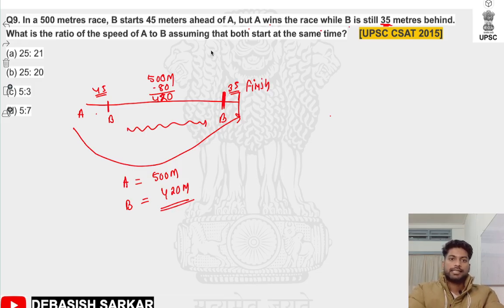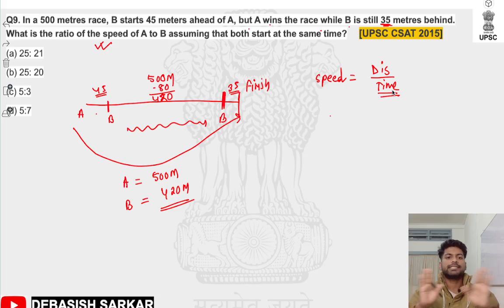अच्छा, now they are saying, what is the ratio of the speed? Tell me what is the formula of speed? Speed formula is distance by time. Now you don't know the time, you can take any of the time. Just assume A finishes the race in 1 hour. So B will also complete the race in 1 hour because B is running only 420 meter. Once A reaches the finishing point, the race is over, na? Because A already won. So time, just think A is taking 1 hour.